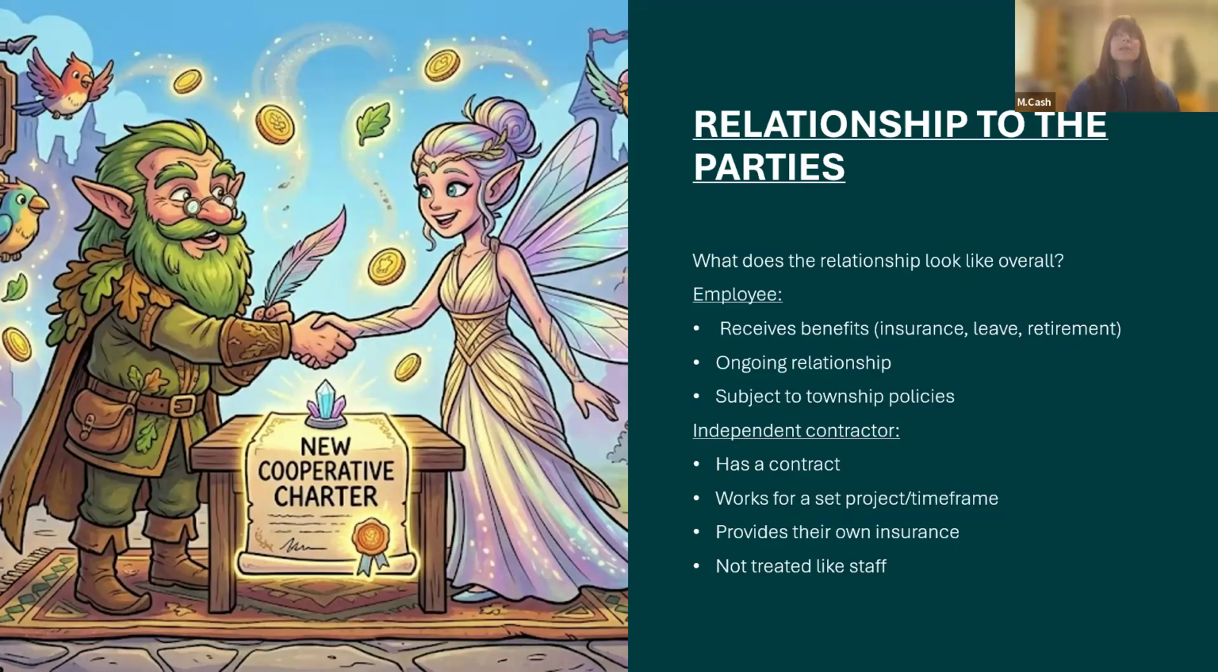Remember, a written contract helps, but it is not the deciding factor on its own. However, if you have no contract, it's much easier to slip into that employee-employer relationship, dictating when and where a person shows up and how they do the job. So a written contract is always a good way to ensure that you're leaning into that independent contractor role.